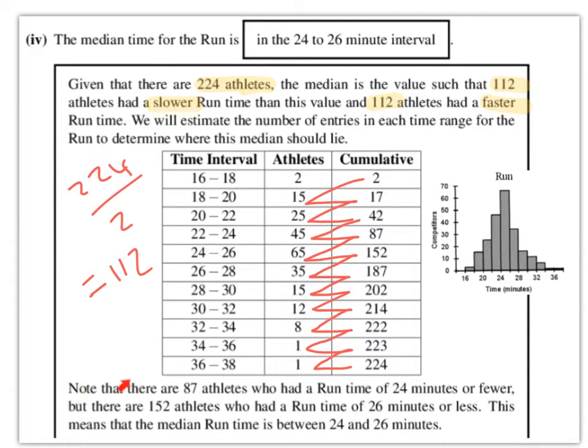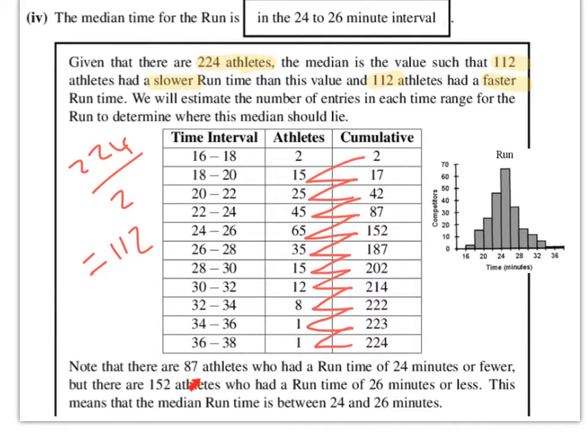So note that there are 87 athletes who had a run time of 24 minutes or fewer, but there are 152 athletes who had a run time of 26 minutes or less. So where did this 87 come from? Well, we can see in the table that cumulative is where we're adding as we go along. So up as far as 87, this is adding all the athletes up as far as the 22 to 24 minute range. So we've added the 2, the 15, the 25 and the 45 to get to 87. So we've added them all together.